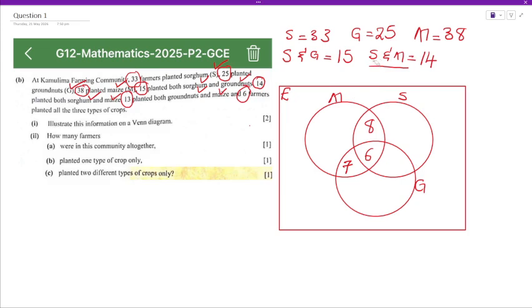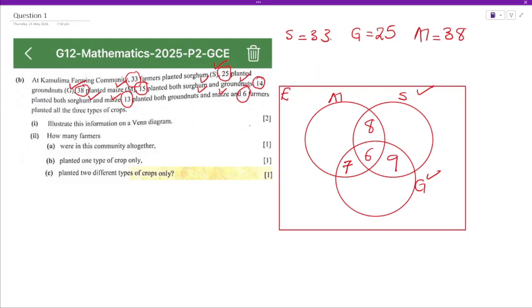Go to the next one. This one now says sorghum and groundnuts should be 15. This is sorghum, this is groundnuts. This intersection here, the total should be 15. Already we have a 6. So we simply say 15 minus 6 giving us a 9. Okay, we are done with the intersections. Now we can go to the other segments.